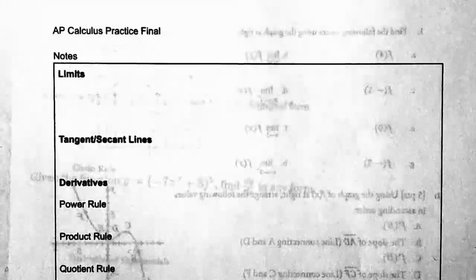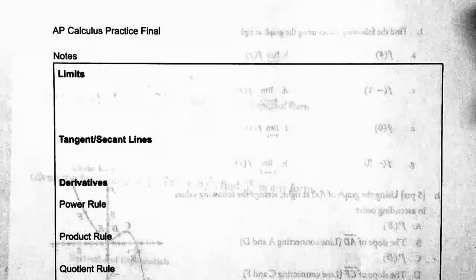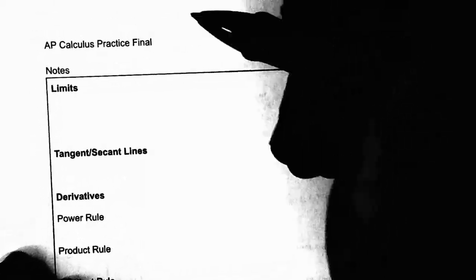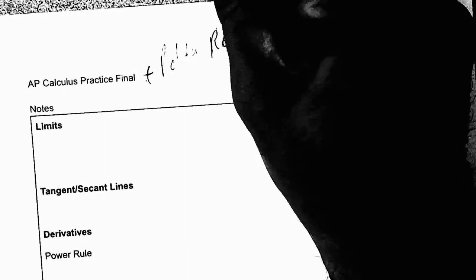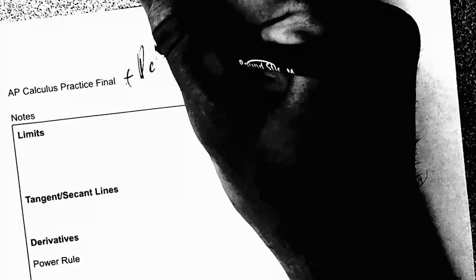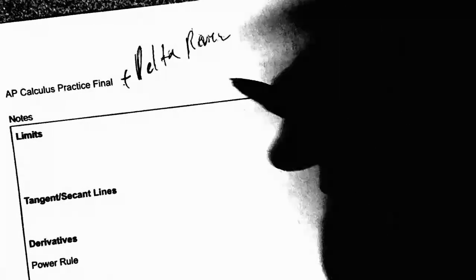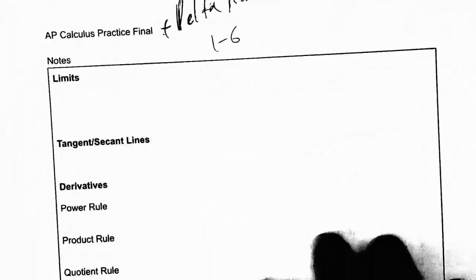Okay, this is the practice final on the fundamentals of calculus from this year. I'm going to run through first the notes and then do the problems. And remember, really, you want to complete this plus the delta review for each unit. Okay, that's 1 through 6. All right, starting with limits.